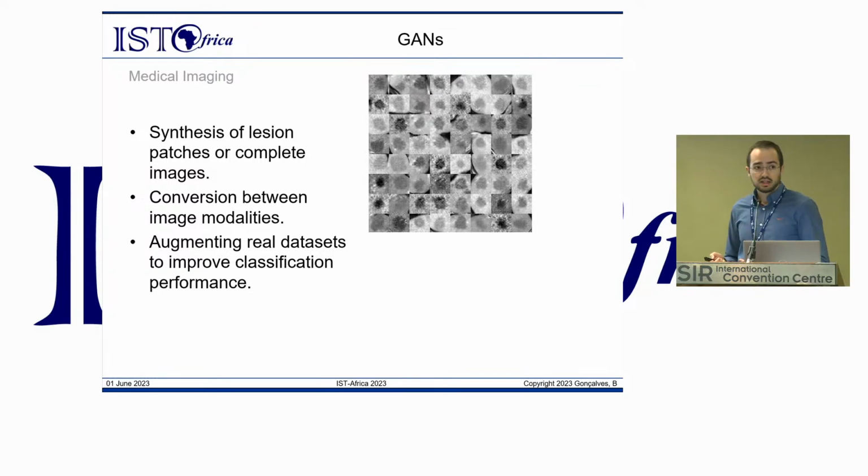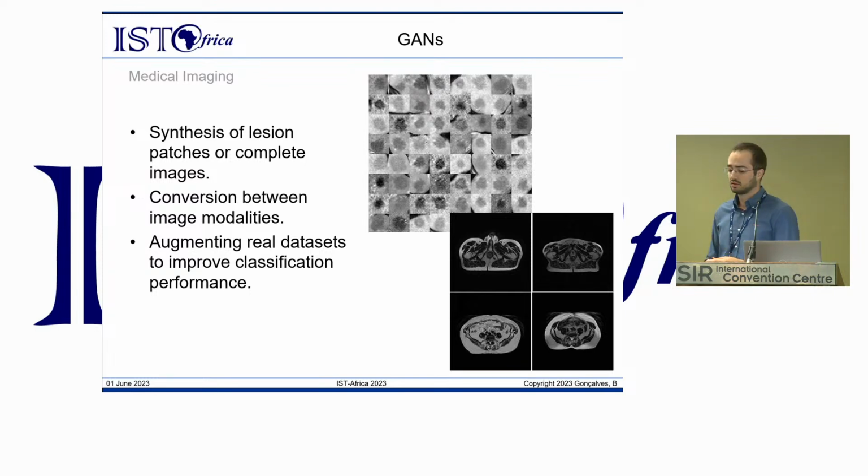For example, we can use GANs to synthesize patches of the images. In this figure, we see several synthetic lesions of the liver. Or we can use them to synthesize complete images. For example, here there are synthetic magnetic resonance images that were created from another type of image. So this is another application of GANs, that is, to convert between different image modalities. In this case, this is a synthetic magnetic resonance image that was created from a computed tomography dataset.